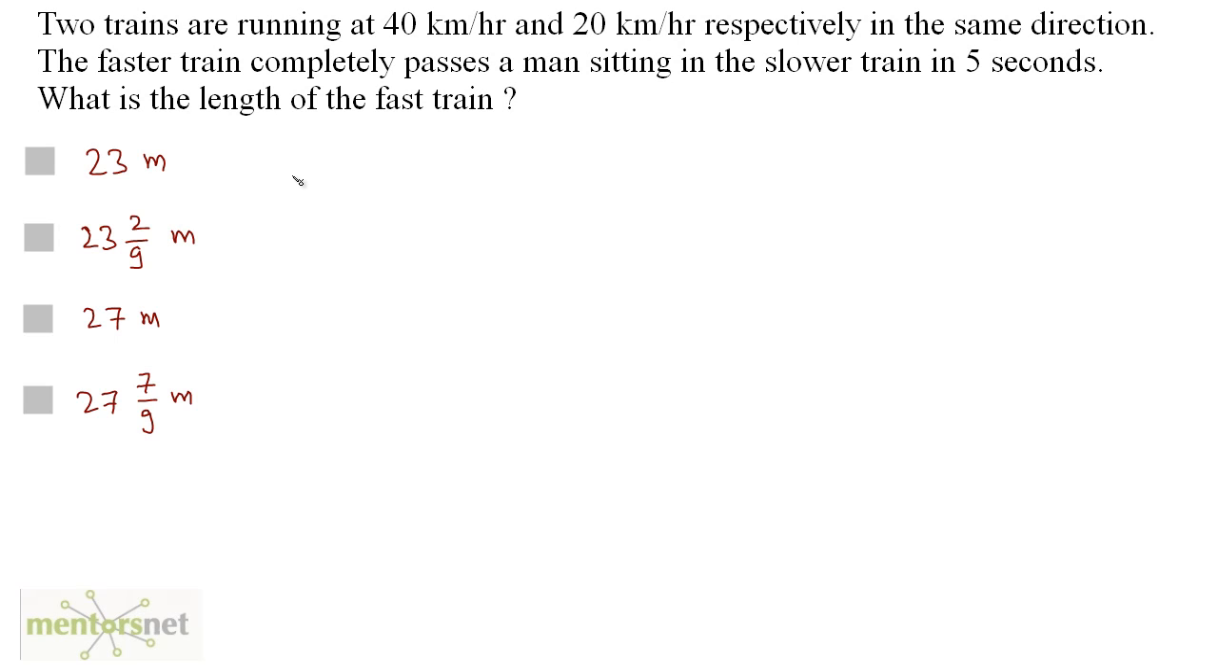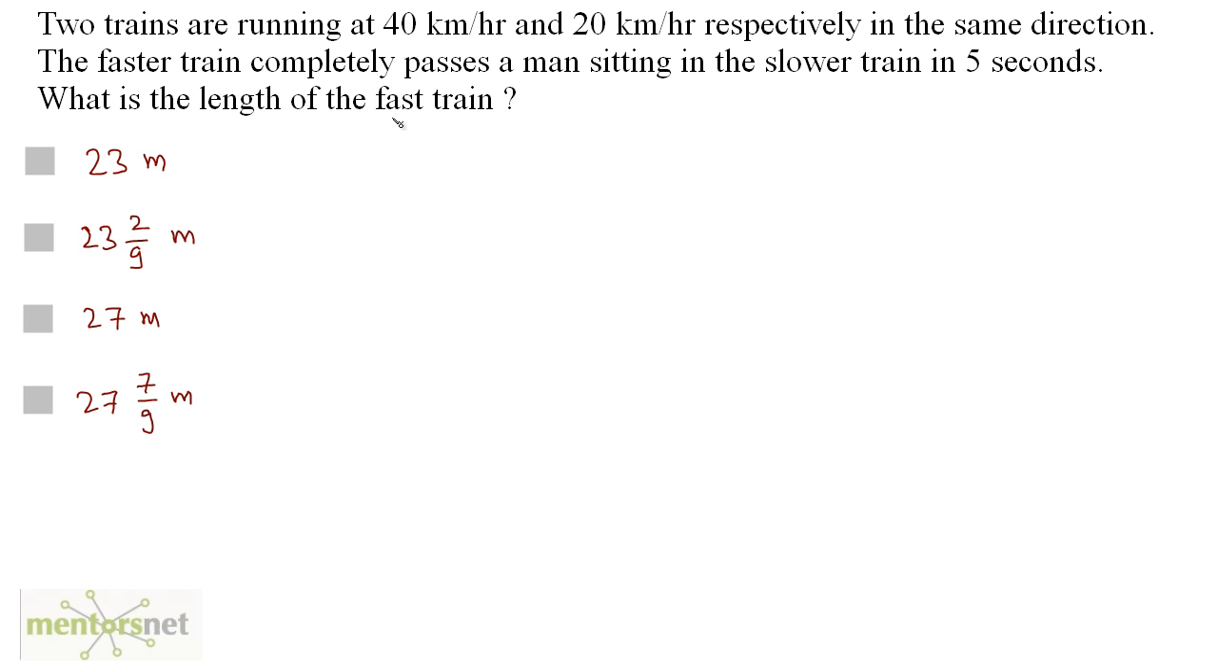Two trains are running at 40 kilometers per hour and 20 kilometers per hour respectively in the same direction. The faster train completely passes a man sitting in the slower train in 5 seconds. What is the length of the fast train?